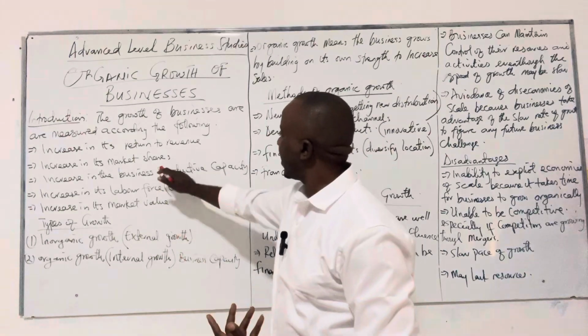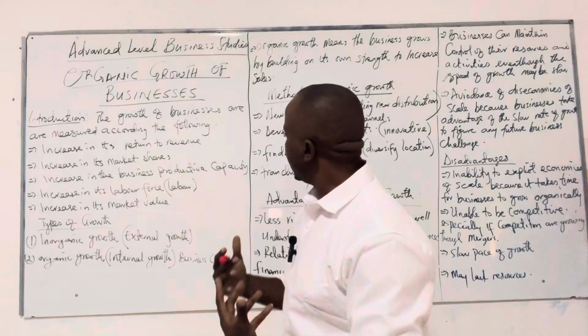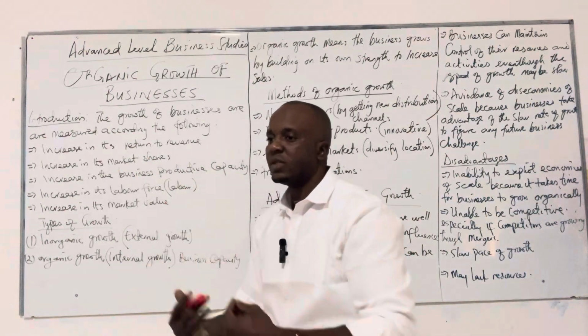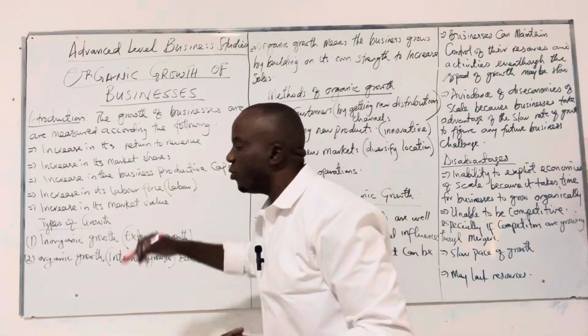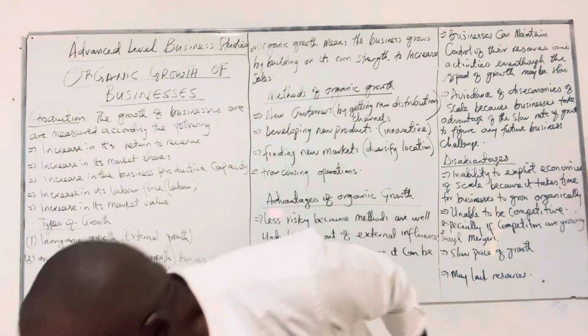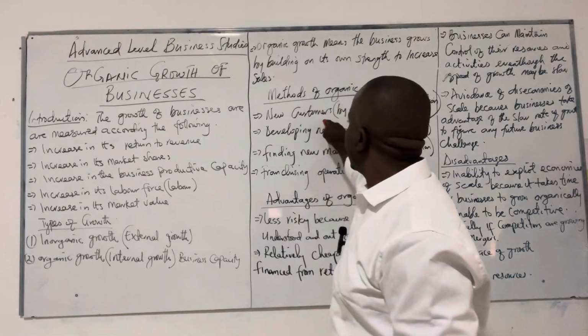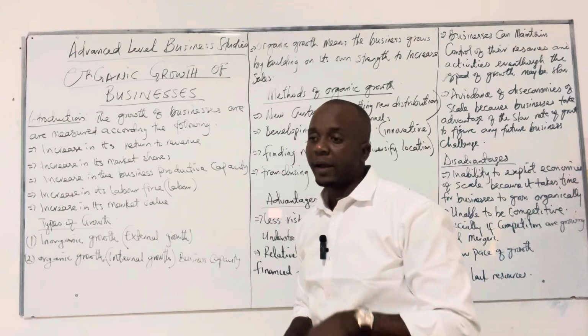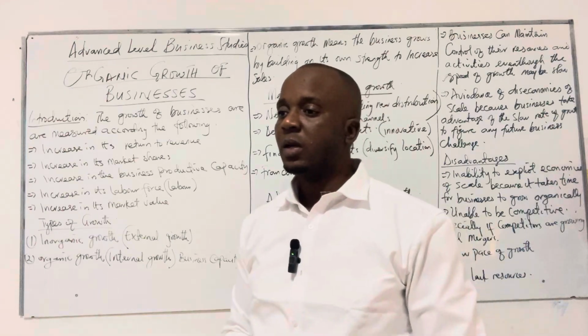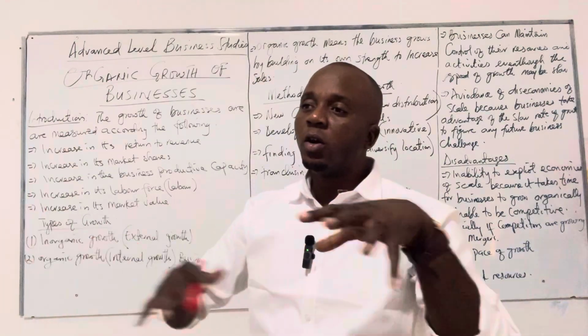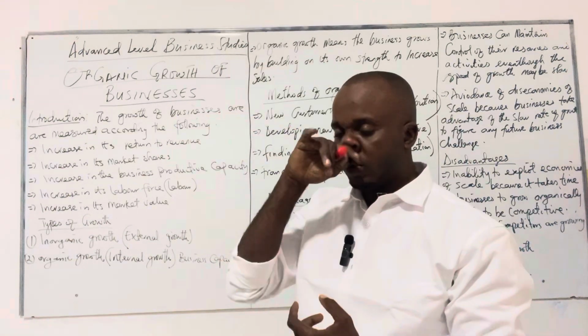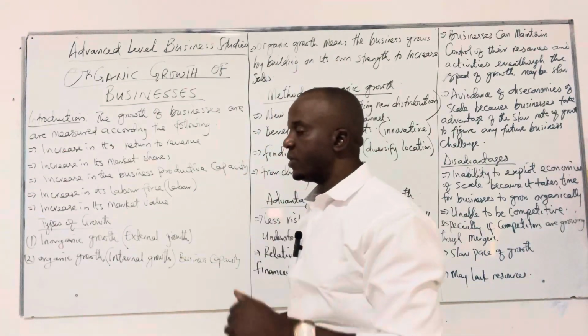It means the market share of that business increases. It means the productive capacity of the business increases. It means there will be demand for more labor force or for more workers for the business. So this is the first way businesses grow organically, by looking for new customers, by checking other means or new ways where they can distribute their product. So that's the first way businesses grow.